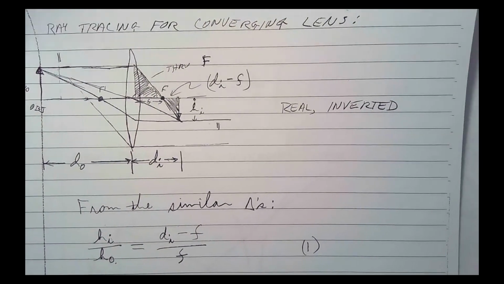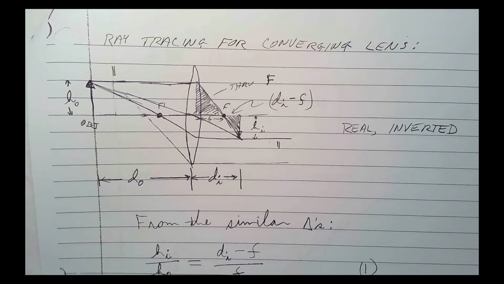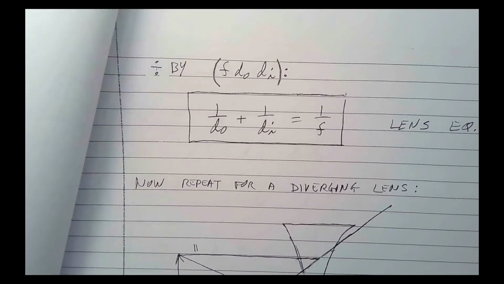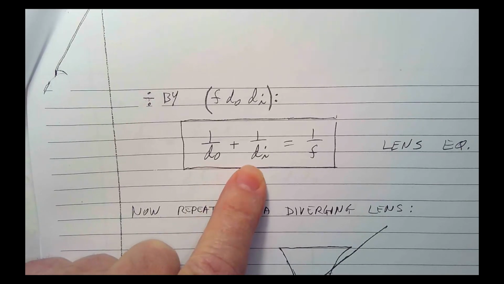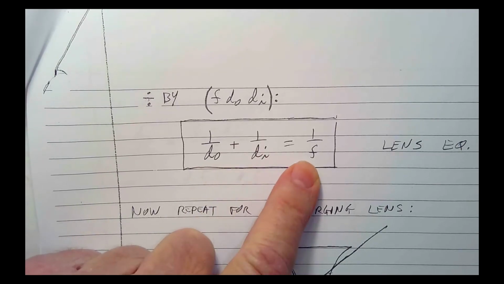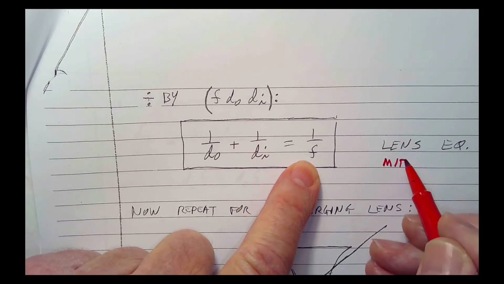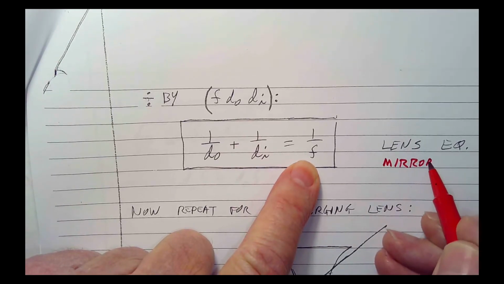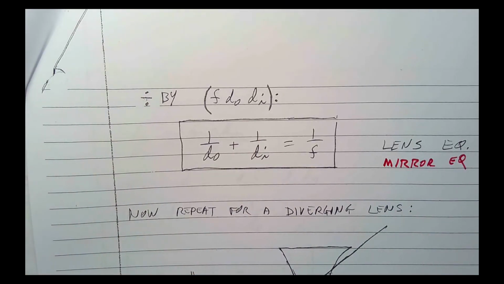So here, we're going to do ray tracing for a converging lens. And spoiler alert, here's the answer. 1 over the object distance plus 1 over the image distance is 1 over the focal length. That's the lens equation. It's exactly the same as the mirror equation that we did two lectures ago.